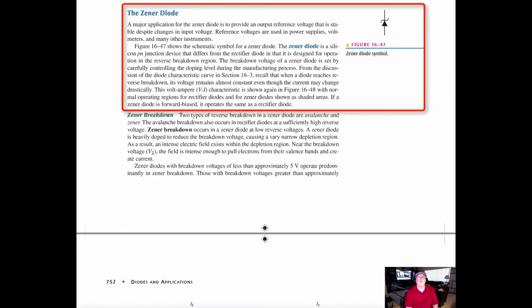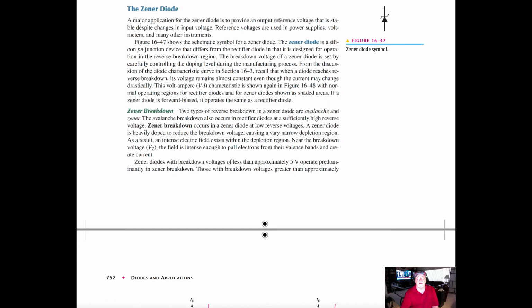From a discussion of the diode characteristic curve, recall that when a diode reaches reverse breakdown, its voltage remains almost constant even though the current may change drastically. This volt-amp or VI characteristic is shown again with normal operating regions for rectifier diodes and for Zener diodes shown in the shaded areas. If a Zener diode is forward biased, it operates the same as a regular diode.